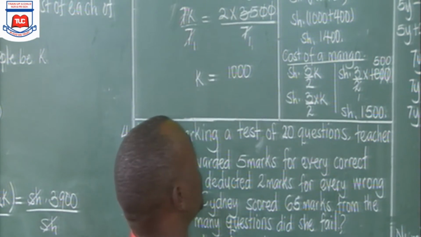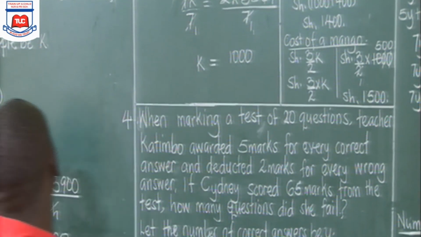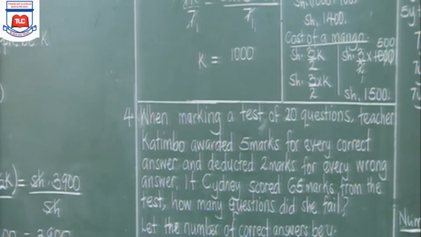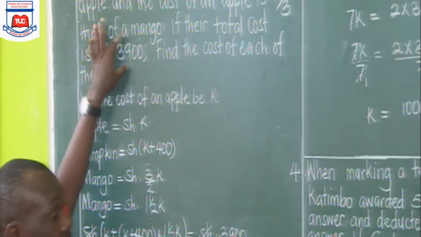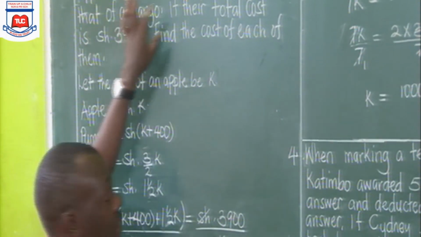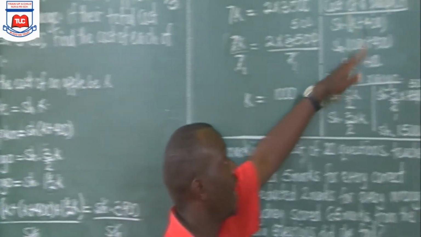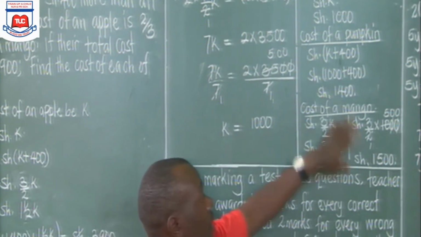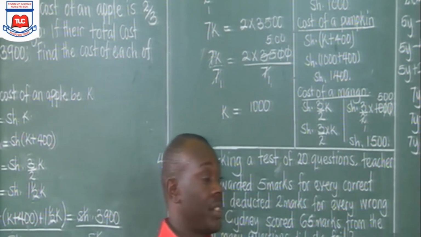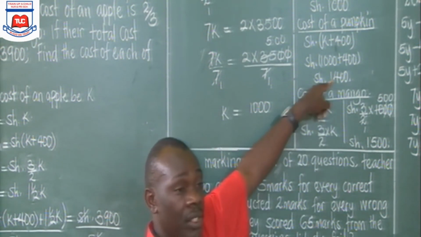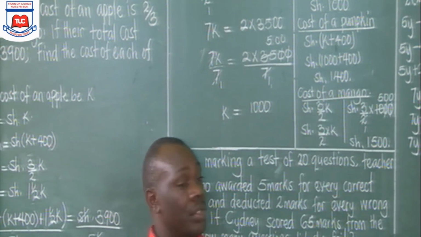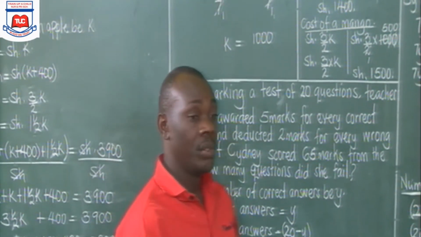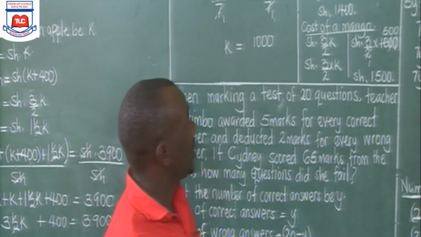If you want to prove through addition, you can add the cost of the 3 items altogether, which is dictated to be 3,900 shillings. So we add 1,000 to 1,400 shillings. That's 2,400 shillings, as well as 1,500 shillings to the 2,400 shillings I've got. The total cost is actually 3,900 shillings. Then you will know you have actually answered the question.